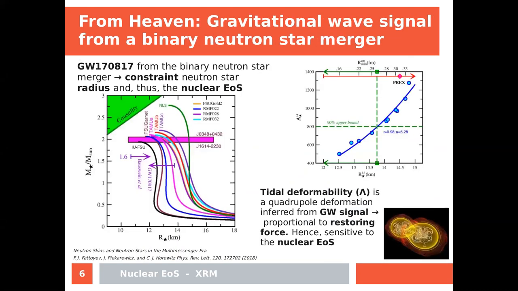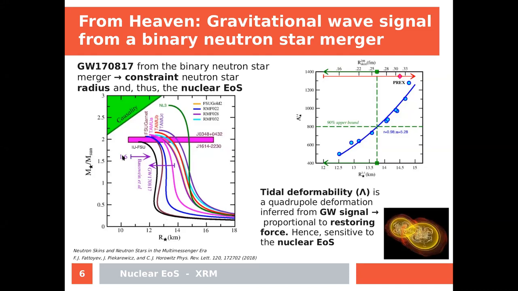Okay, so let me show you another example in nuclear astrophysics. Recently the gravitational waves coming from a binary neutron star merger have been measured. And this also sets some constraints on the nuclear equation of state. Why? Because when these neutron stars are merging, the gravitational field is so large that these neutron stars get deformed. So this deformation of the neutron star depends on the nuclear equation of state, and therefore they are able to put some constraints.